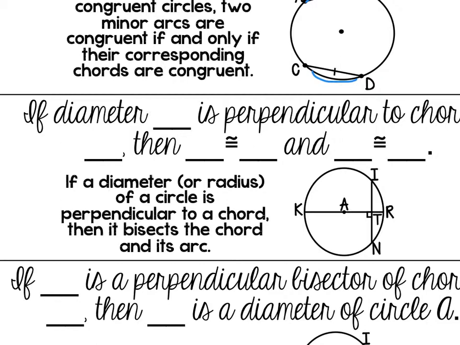So if the diameter KR is perpendicular to chord IN, then IT is congruent to NT and arc IT, or sorry, IR, is congruent to arc NR.